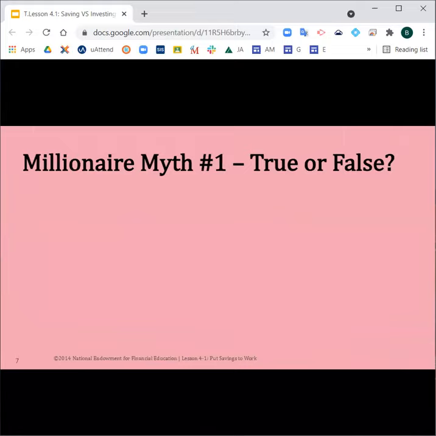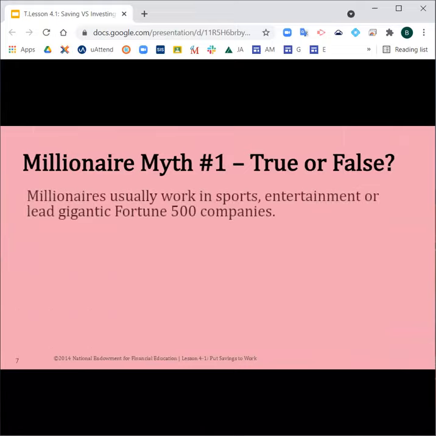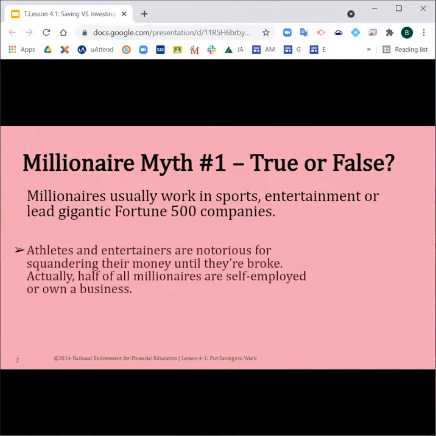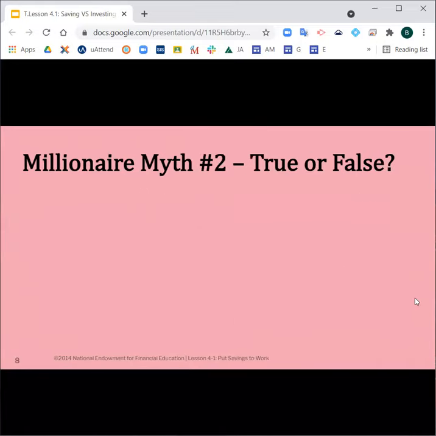All right, let's go over some millionaire myths. So is it true or false? Millionaires usually work in sports, entertainment, or lead gigantic Fortune 500 companies. Do you think that's true or false? And that is false. Athletes and entertainers are notorious for squandering their money until they're broke. And actually, half of all millionaires are self-employed or own a business. And you've got the source there.